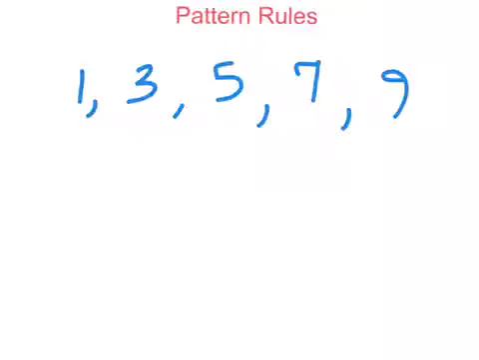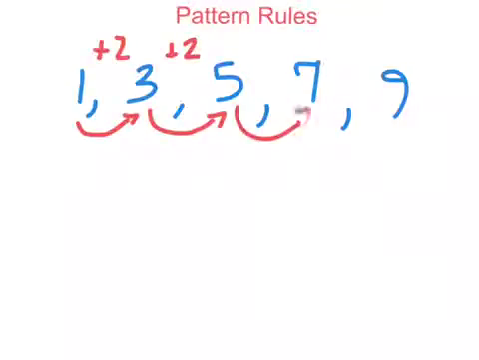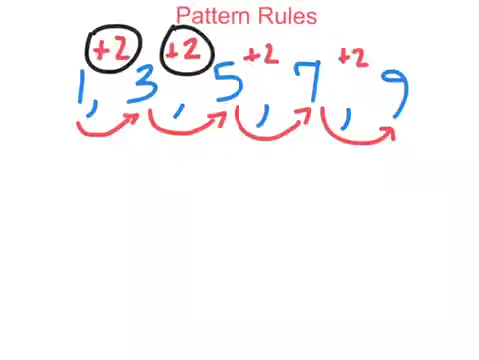Now what's the pattern? Well, in order to find the pattern, what I should do is find, how did I get from 1 to 3? What did we do to get from 1 to 3? Well, we added 2. And what about to get from 3 to 5? What did we do? Well, again, we added 2. And from 5 to 7, we added 2. And from 7 to 9, we added 2. So what you're seeing is that we add 2 each time to our pattern.